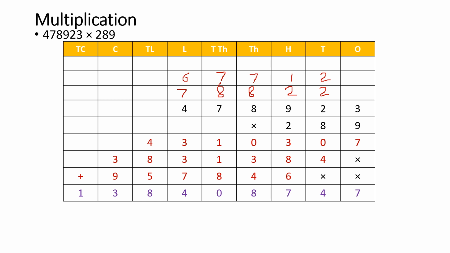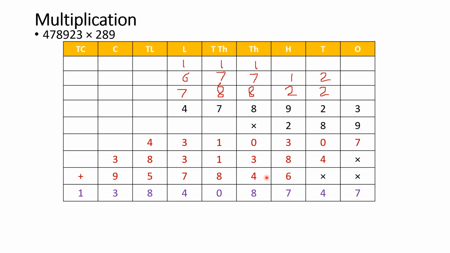2 threes are 6. 2 twos are 4. 2 nines are 18. We will write 8 here and 1 here. Then 2 8s are 16 plus 1, 17. We will write 7 here and 1 as carry. Then 2 7s are 14 plus 1, 15. We will write 5 here and 1 as carry. Then 2 4s are 8. 8 plus 1, 9. So in this way we can do all multiplication.